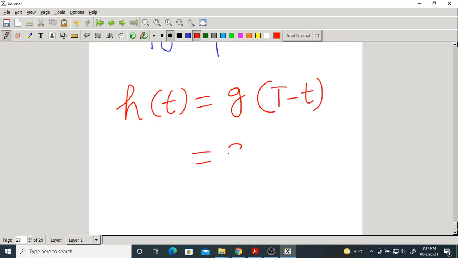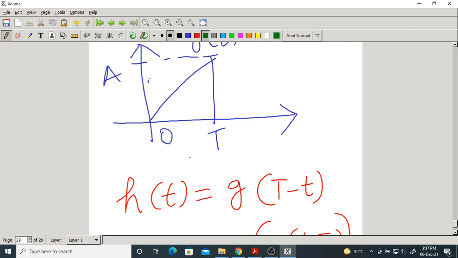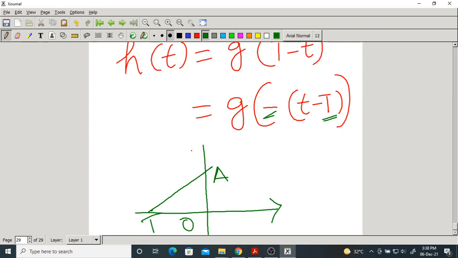How to perform this? Two operations. First, time reversal, and then shifting towards the right side by capital T. So first let us do the reversal. What will happen? The above signal will be time reversed. It will be something like this, with A.